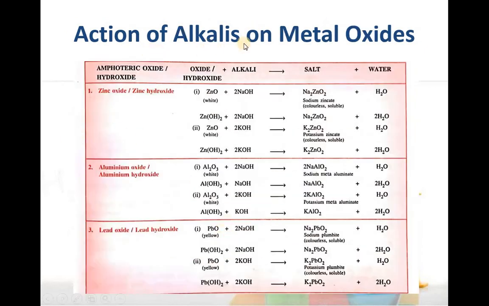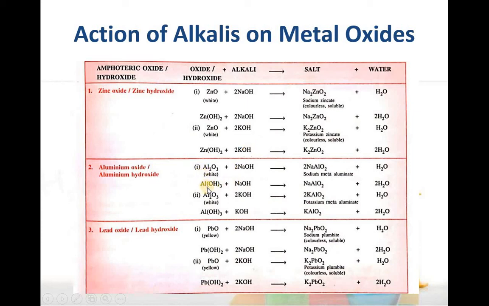Then is the action of alkalis on metal oxides. You see these amphoteric oxides or hydroxides. What are amphoteric oxides? Those which exhibit dual character, that is, they show acidic as well as basic character. Now zinc oxide reacts with sodium hydroxide to give sodium zincate and water. Zinc hydroxide reacts with sodium hydroxide likewise. All the reactions of zinc salts with sodium or potassium hydroxide are shown.